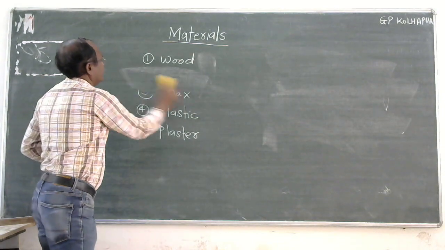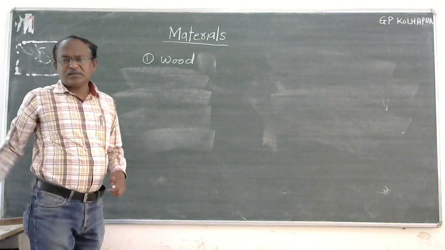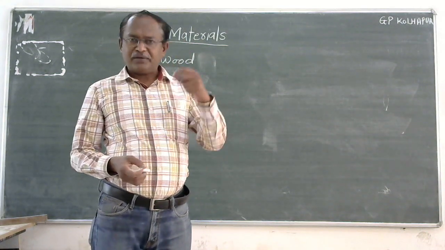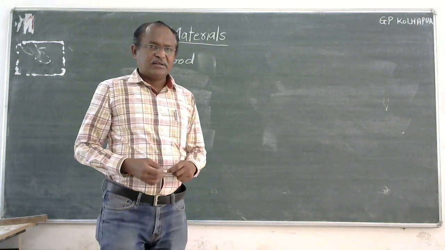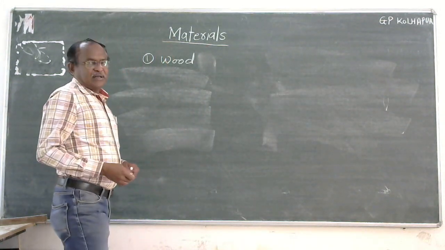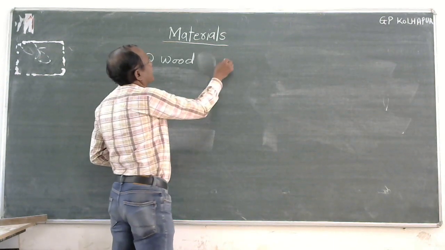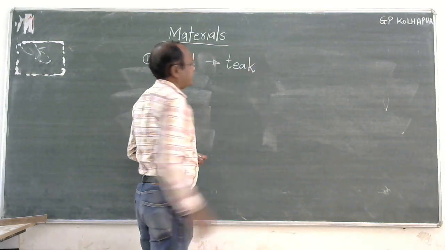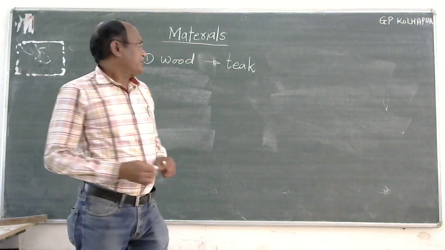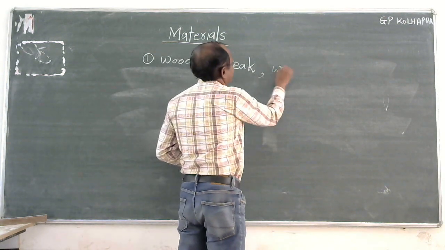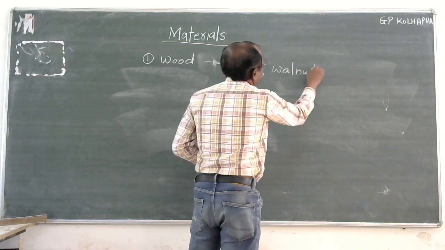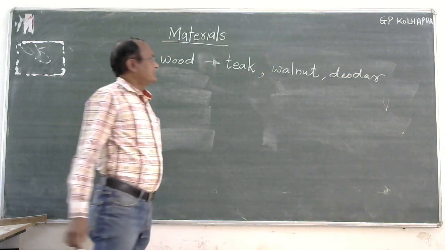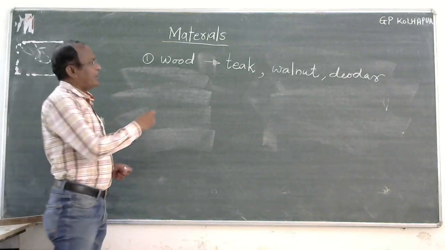Now in this lecture, we focus on the properties of wood material, its advantages and drawbacks, then various applications of wood as a pattern material. Basically, teak wood, sagwan, teak wood is used as a pattern material. Then walnut is also used. Then deodar is also used as a pattern material.